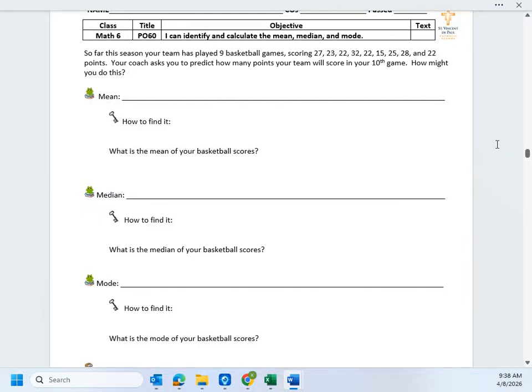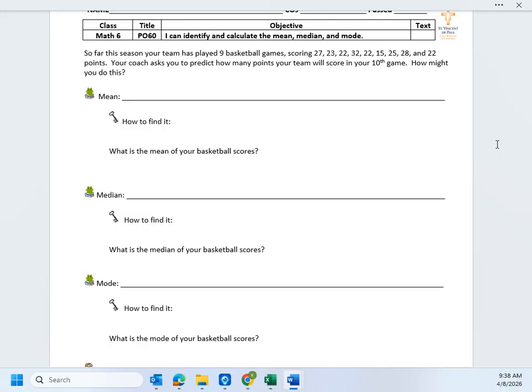Good morning. We are starting our next unit. We are going to be working with data sets and how to interpret and use different data sets. Today we are doing Po60. I can identify and calculate the mean, median, and mode. And then we're going to move on to different types of graphs.